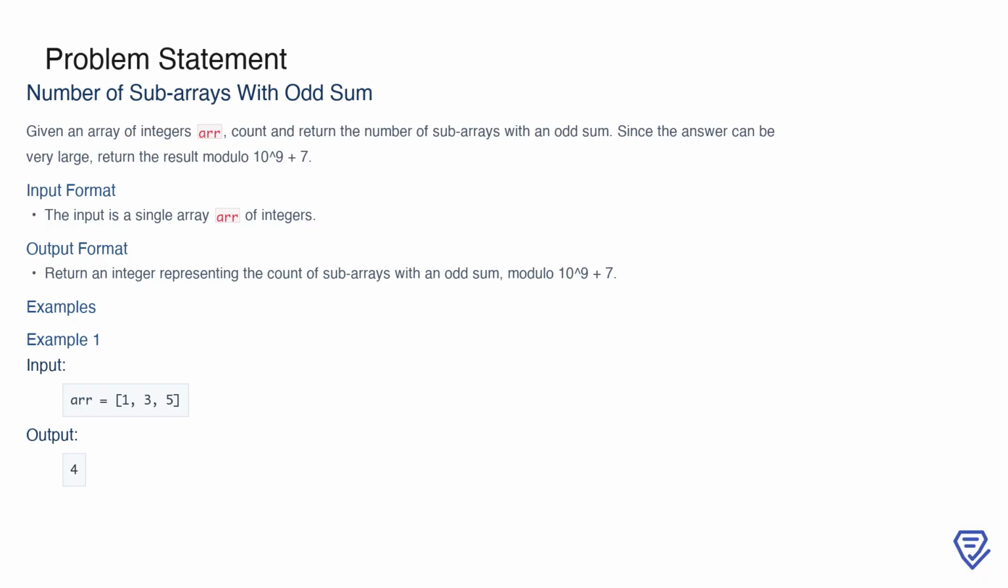A subarray is any contiguous portion of the array, and its sum is simply the total of all the elements within that portion. Since the number of subarrays can grow very large, we are required to return the result modulo 10 to the power of 9 plus 7 to ensure the output remains manageable. The input to the problem is a single array of integers, and the output is an integer representing the count of subarrays with odd sums, adjusted by the modulo operation. Let's explore this with a few examples to better understand the task.